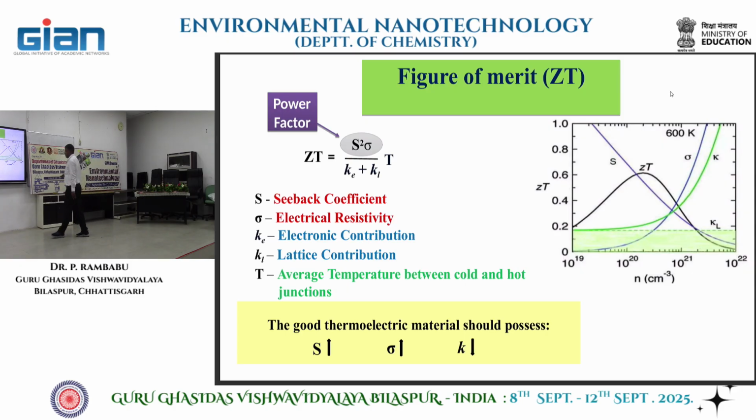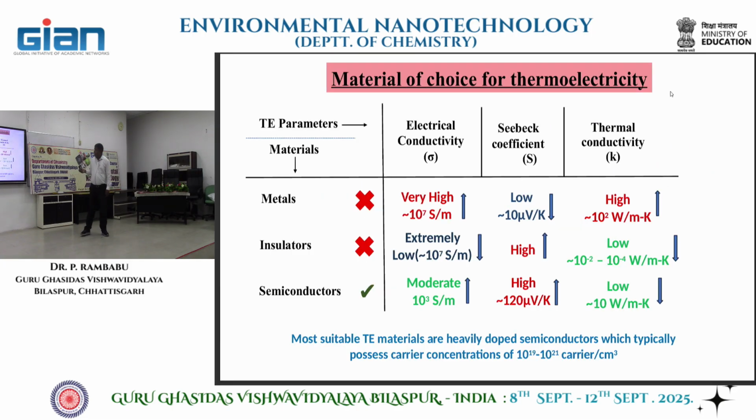Okay, so good thermoelectric materials should possess high S and high sigma so that the figure of merit is high, and a low lattice part of the thermal conductivity. So we need to look for such materials where S is high, sigma is high, and the lattice part of the thermal conductivity is less. So how to choose the materials? What kind of materials do I have to choose?